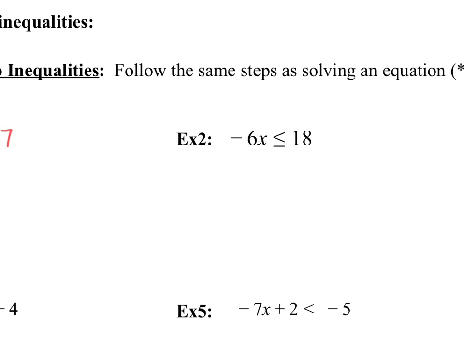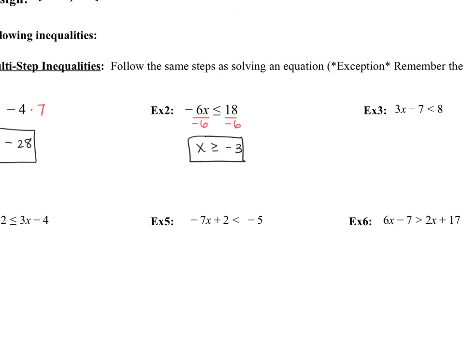On example 2, to get x by itself, what I would do is I would divide by negative 6, since negative 6 is multiplying x. X is now by itself. 18 divided by negative 6 is negative 3, and since I divided by a negative, that means my inequality sign has to reverse for a solution of x is greater than or equal to negative 3.